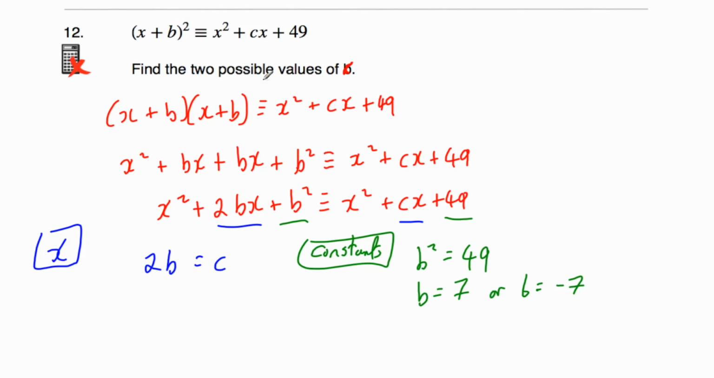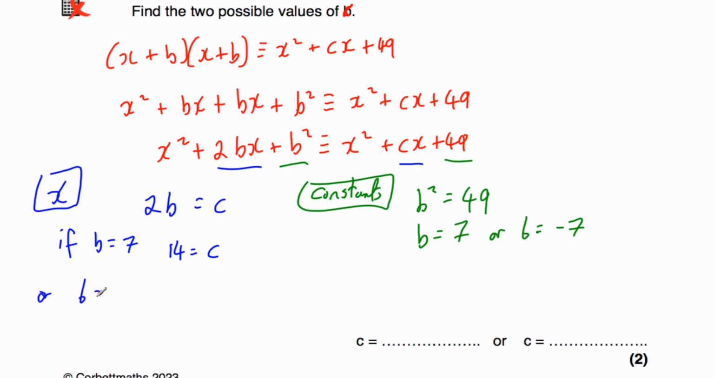Now the question says find the two possible values for c. So if we go back over here and we substitute in 7 and negative 7 into this equation, 2b is equal to c, we can then find our two possible values for c, because c is equal to 2b. So if b is equal to 7, 2 times 7 is 14, so we get 14 is equal to c. So it means that c could be equal to 14. Or if b is equal to negative 7, then we'd have 2 times negative 7, which is negative 14. So negative 14 is equal to c. So we've got two possible values for c. c is equal to negative 14, or c is equal to 14.